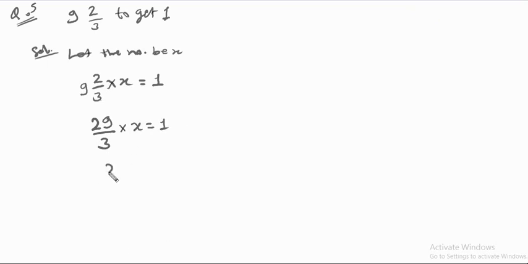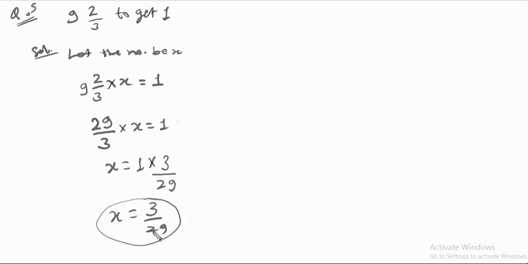Now x remains here, and if we transfer this 29 upon 3 to the other side of the equals, it will become reciprocal, the same as cross multiplication. This 3 will go off and 29 will become the denominator. So our value of x is equal to 1 into 3, which is 3 upon 29. So this is our number. 3 upon 29 is our answer.